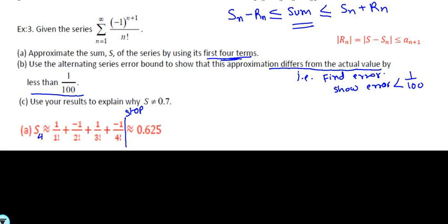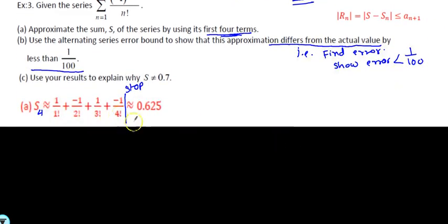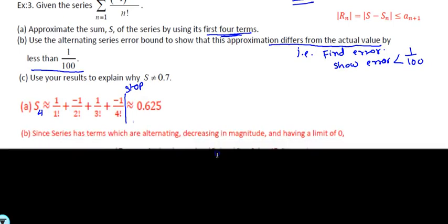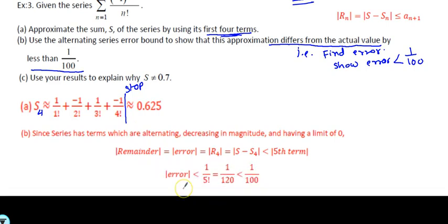So if we expand this, what will be the 4 factorial? What will be the 5 factorial? Here you must include the conditions of AST. This is a must: the terms are alternating, decreasing, with a limit of 0. Remainder is the same as the error. You don't have to write all of this. If you are not sure how to write it, you just establish that the error is less than the 5th term.